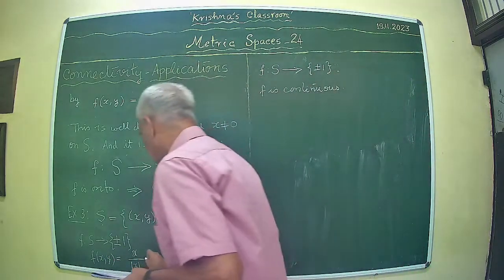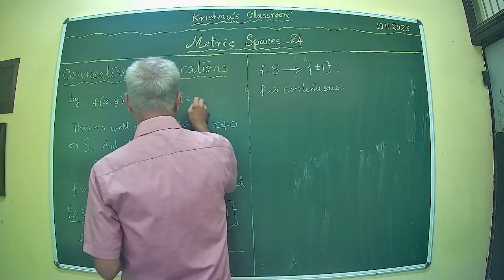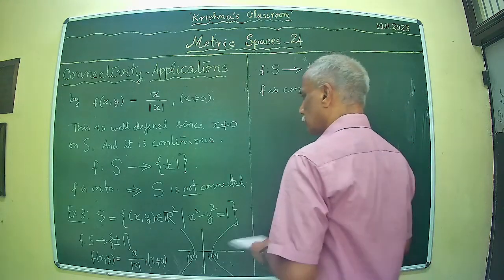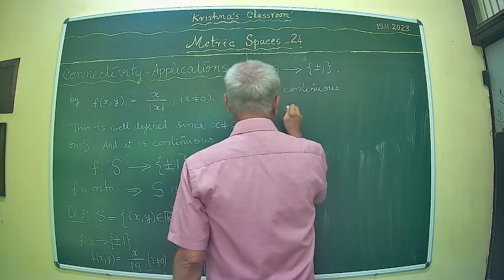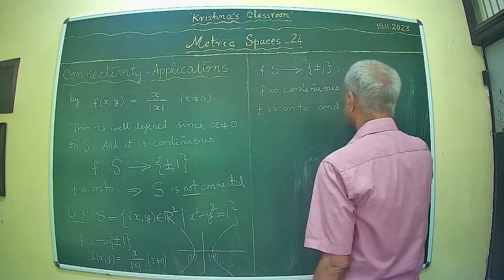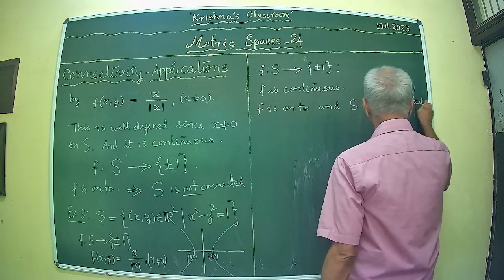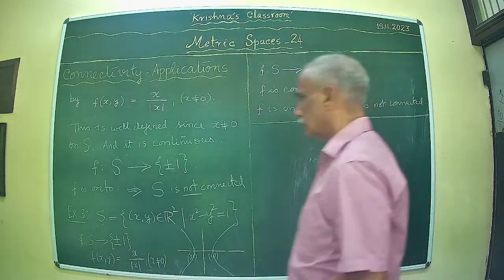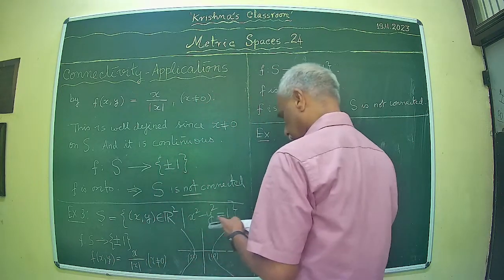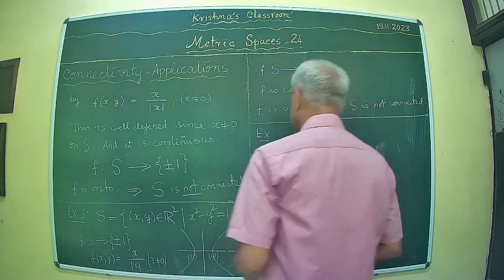Therefore, what we get is this. Therefore, you have f is onto, and that's the next example. Shall take up the example.